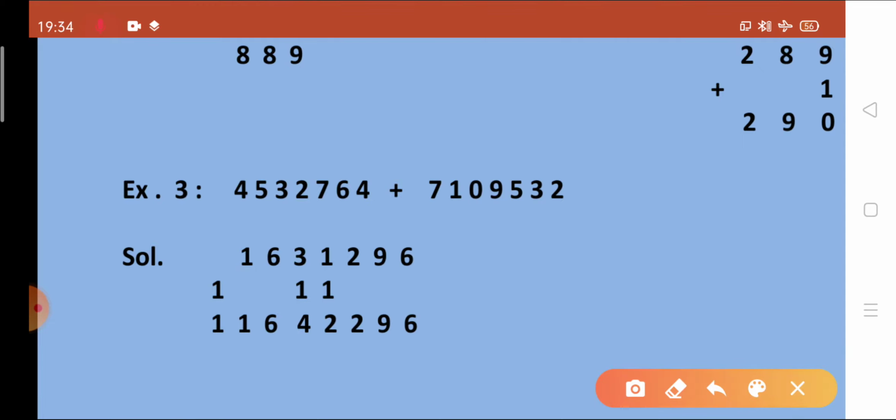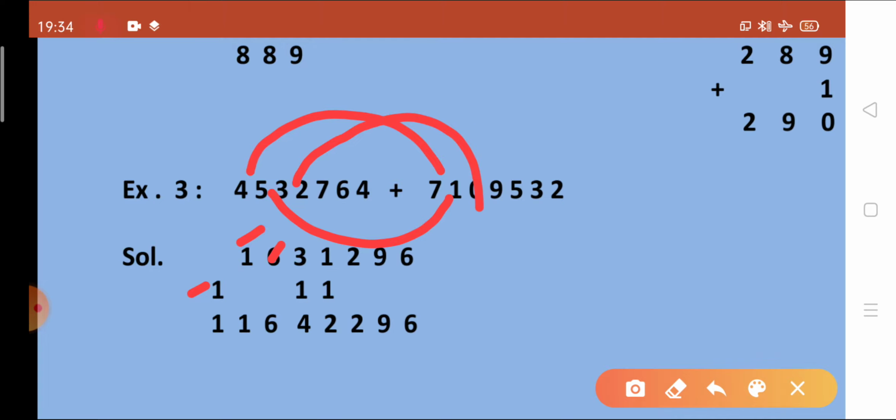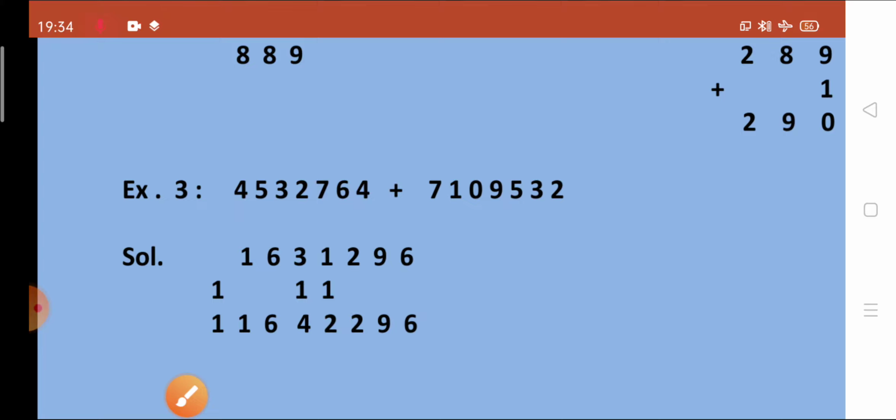Okay. So the number is 4 plus 7 is 11. 1, carry 1. Then 5 plus 1 is 6. Then 3 plus 0 is 3. Then 7 plus 9 is 16, plus the carry makes 17, so 1, carry 1. Then 6 plus 3 is 9, and 4 plus 2 is 6. So this is how you do the addition of a bigger number.